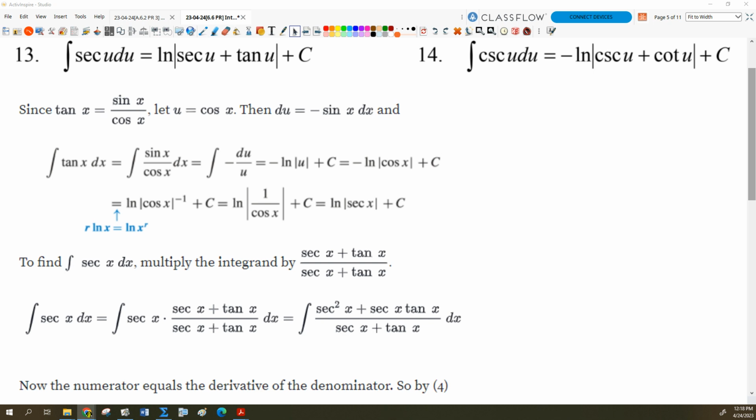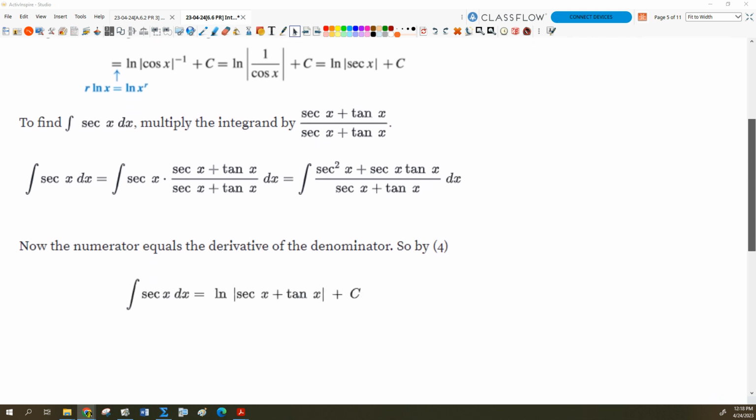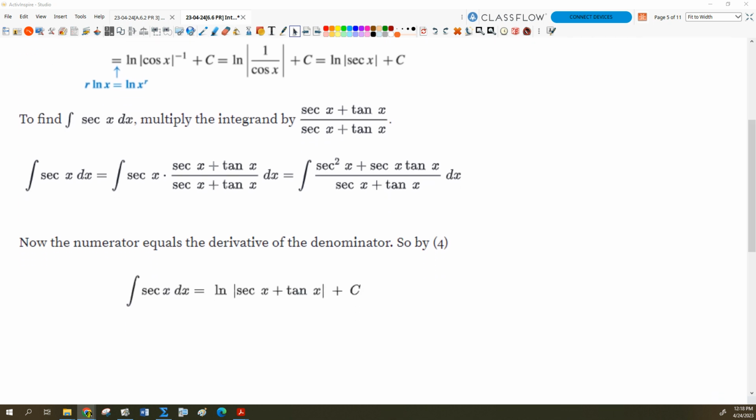Okay, and we could do that with secant x, it's a little bit tricky. Why would you do this? Well, we're going to multiply both the top and the bottom by the quantity secant x plus tangent x. Why are we doing that? We're doing that so we could make the u substitution. If u equals secant x plus tangent x, then look what happens on the top.